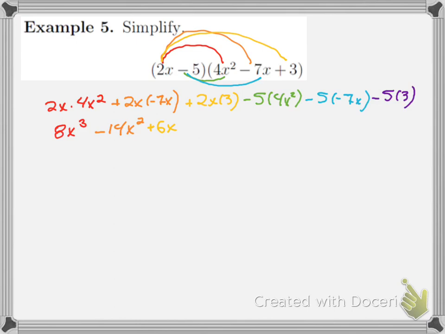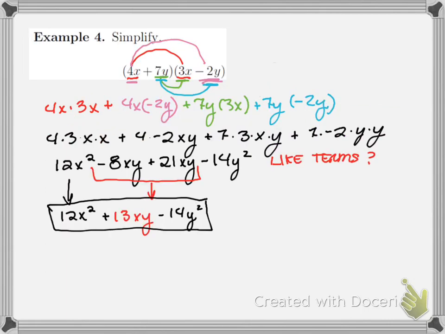All right, so we have minus 5 times 4, so that's negative 20x squared. This blue guy, remember there's a negative and a negative. Negative times a negative is a positive. 35x plus 15.